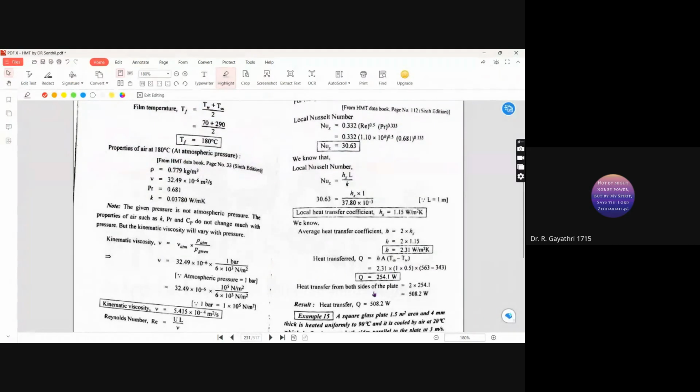The heat loss Q is equal to hA times (T infinity minus Tw). If you see heat loss, you can put fluid temperature first, followed by wall surface temperature. Okay, heat loss from both sides is equal to 2 times Q. So total heat loss for this case is 508.2 watts.